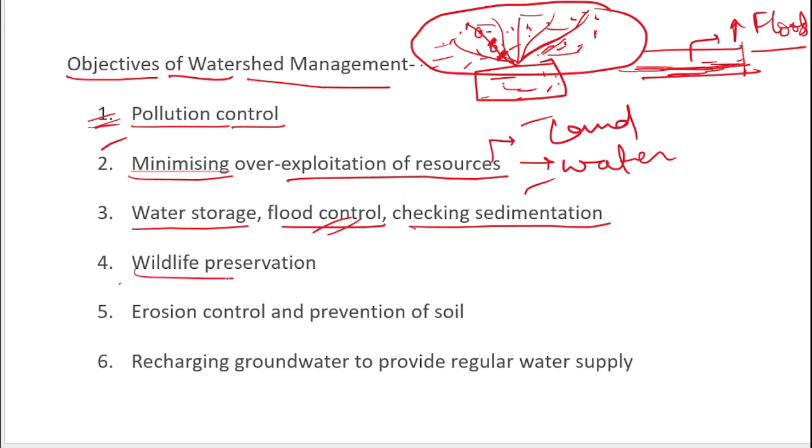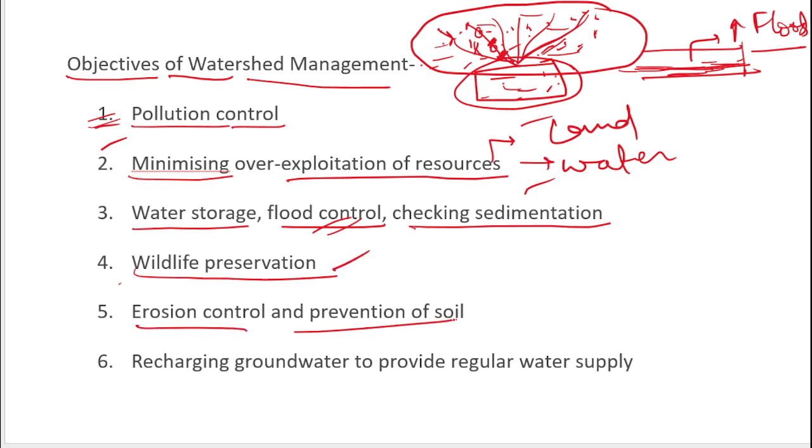Wildlife preservation in this catchment, जो भी वाइल्ड लाइफ है उन्हें प्रिजर्व करना है. We need to look that the wildlife gets its drinking water. Wildlife has healthy vegetation in this catchment, तो wildlife preservation पे ये काम करते हैं.